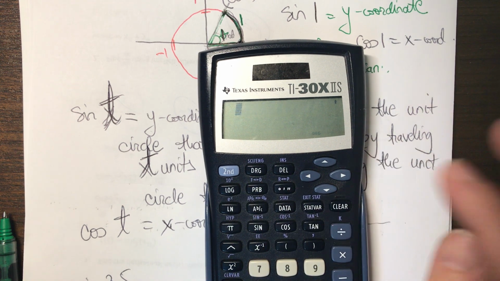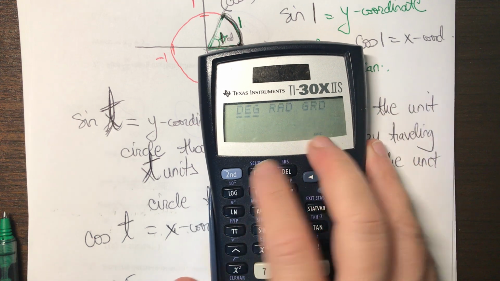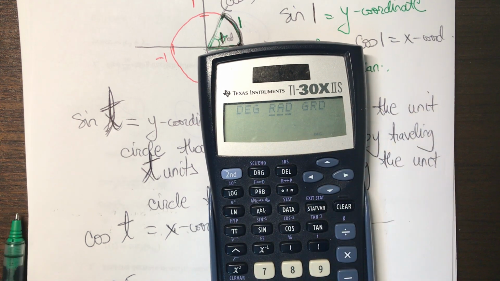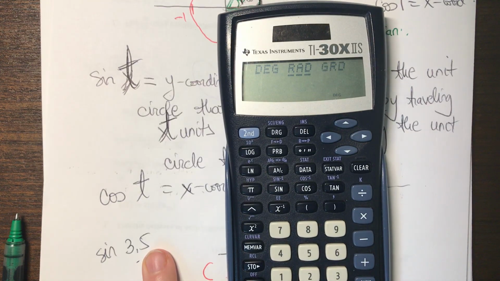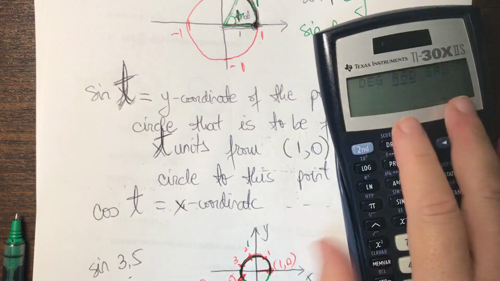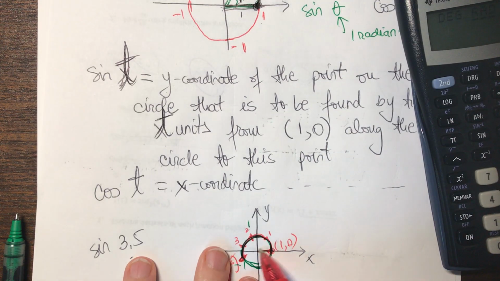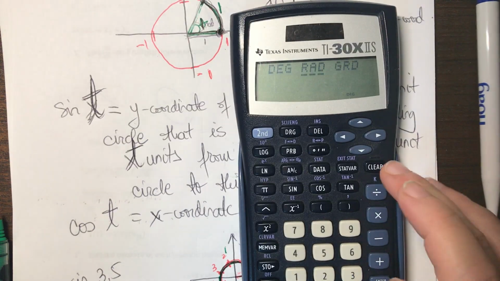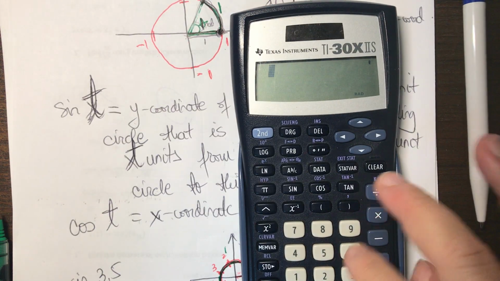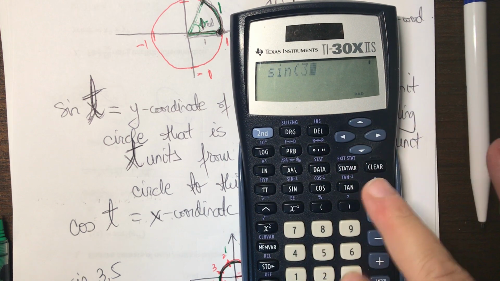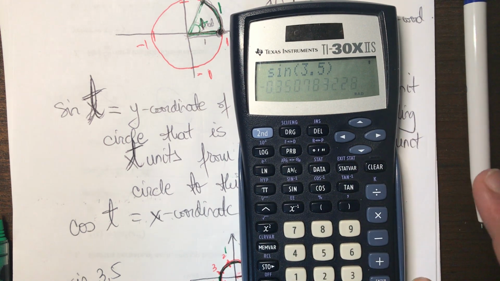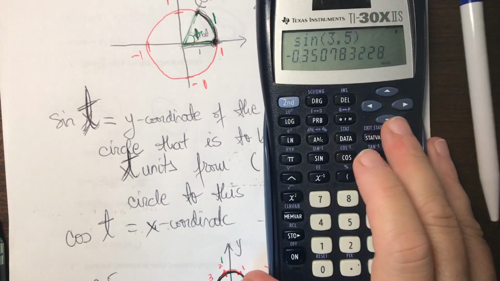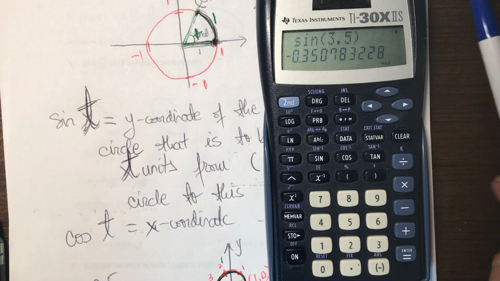So I'm going to clear this and make sure that my calculator is in radian mode. This 3.5 doesn't have a degree symbol to it, does it? Plus, 3.5 degrees would be super tiny right here in the first quadrant. 3.5 is the same thing as 3.5 radians. Okay, so what is sine of 3.5? And now the calculator knows it's radians. And the answer is negative 0.35.